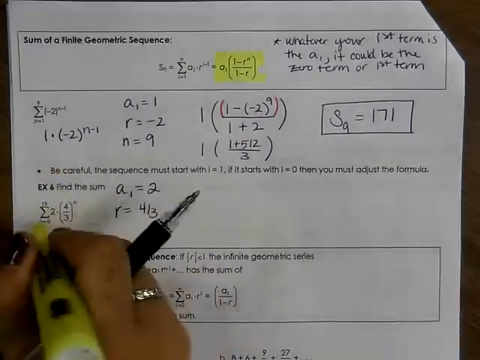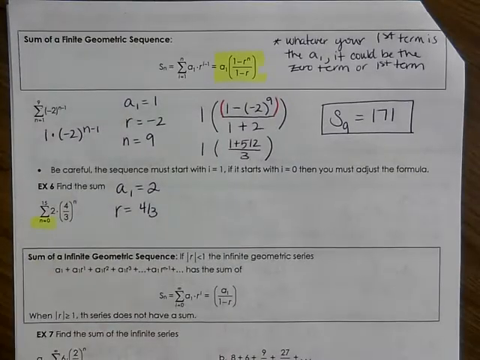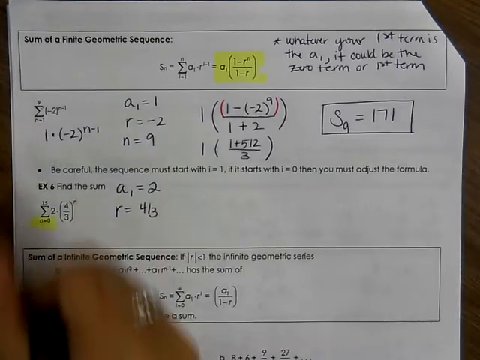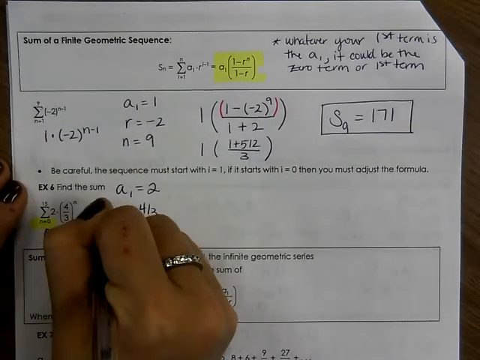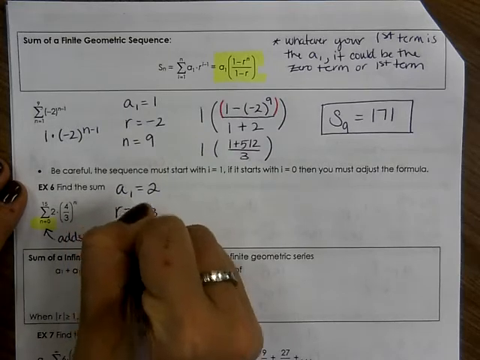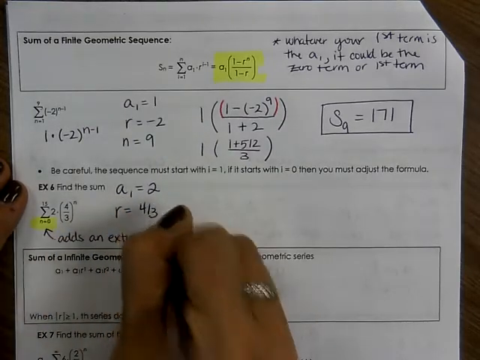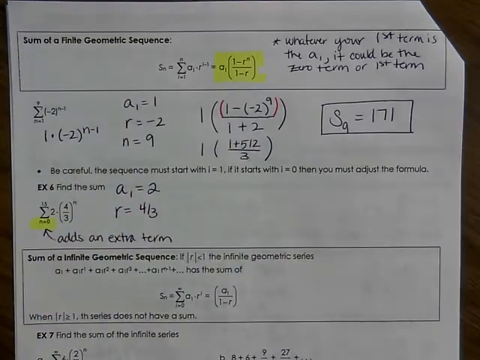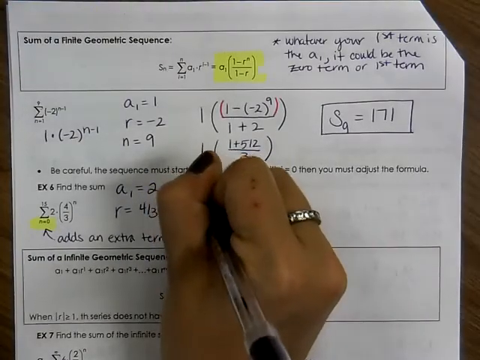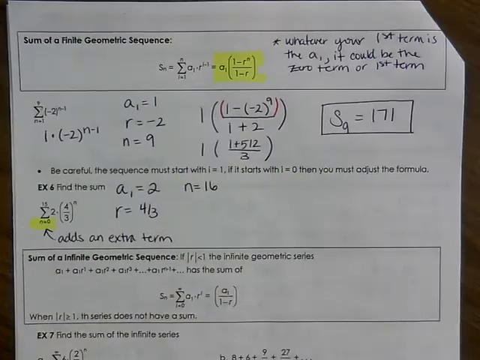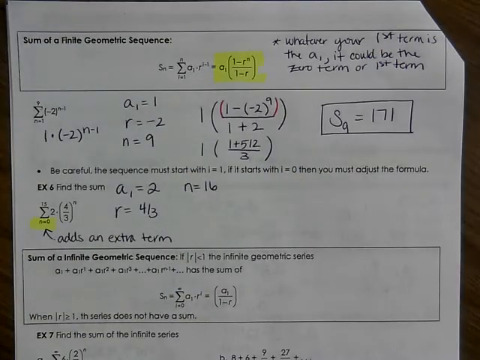So make yourself a note. This n equals 0 here is a special case, all right? And you need to make an adjustment to the formula. So this adds an extra term. The easiest way to deal with this is just to count it as an extra term. So instead of having 15 terms, we now have n equals 16 terms. Does that make sense? Okay, it's a simple adjustment.